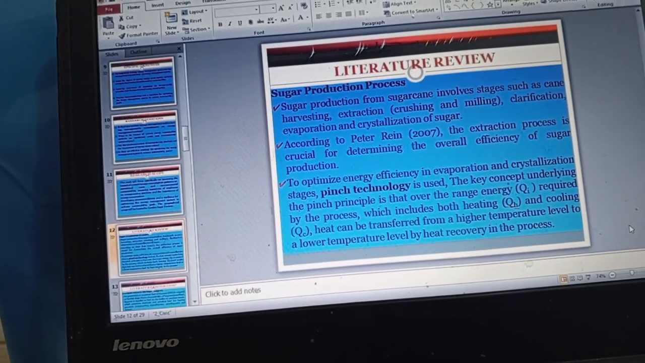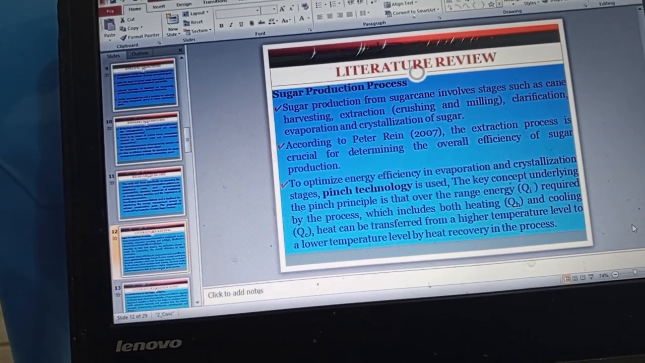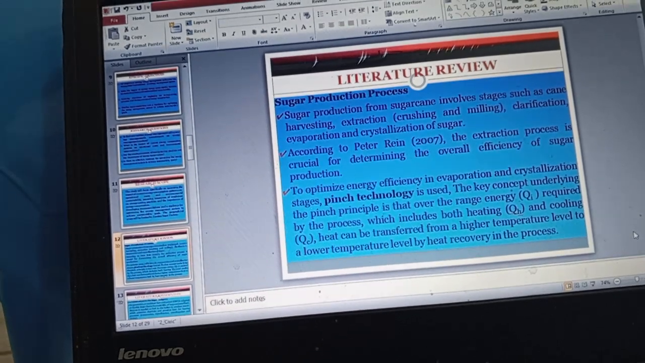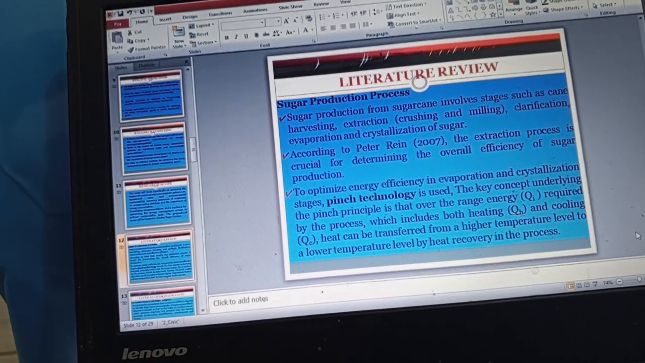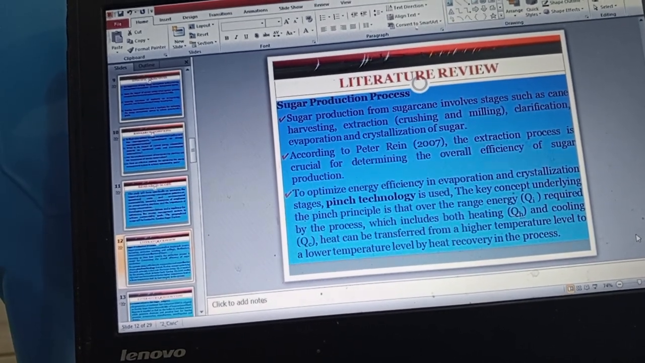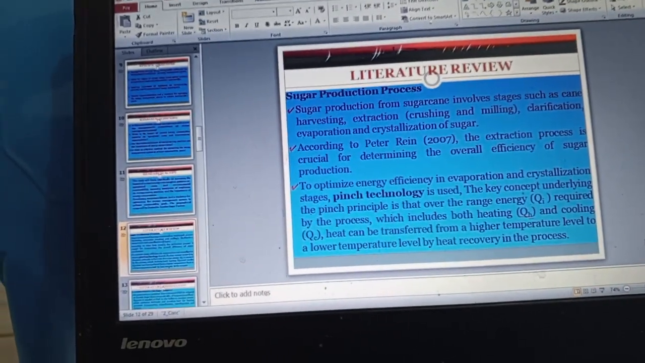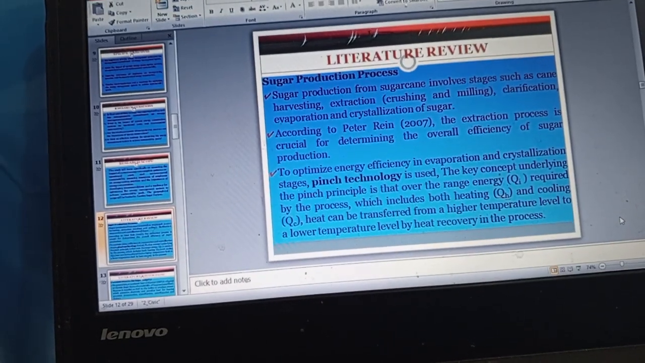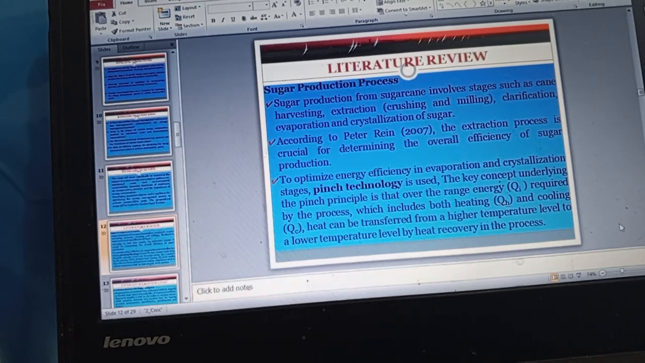Sugar production from sugar cane involves stages such as cane harvesting, extraction, which is crushing and milling, then clarification, evaporation, and crystallization of sugar. And according to Peter Wren, one of the authors in sugar manufacturing industries, the extraction process is crucial for determining the overall efficiency of sugar production.